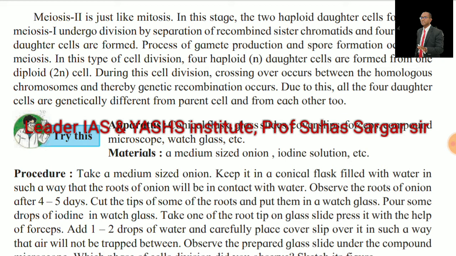The process of gamete production and spore formation occurs by meiosis. In this type of cell division, four haploid daughter cells are formed from one diploid 2N cell. During this cell division, crossing over occurs between the homologous chromosomes and thereby genetic recombination occurs. Due to this, all four daughter cells are genetically different from the parent cell and from each other too.